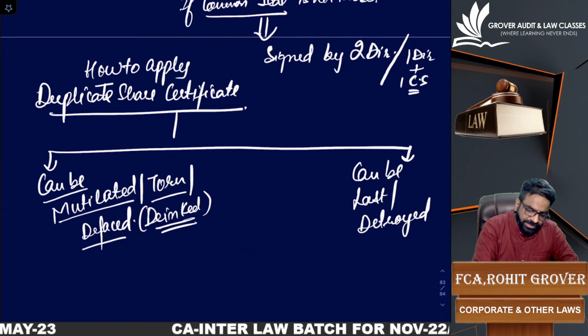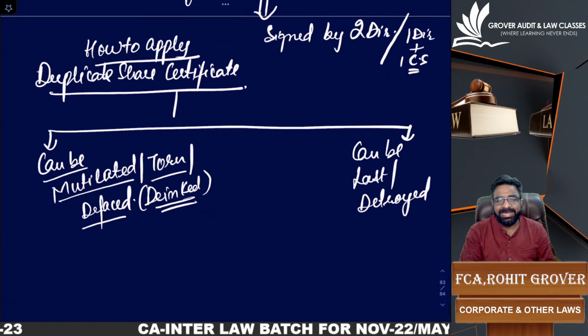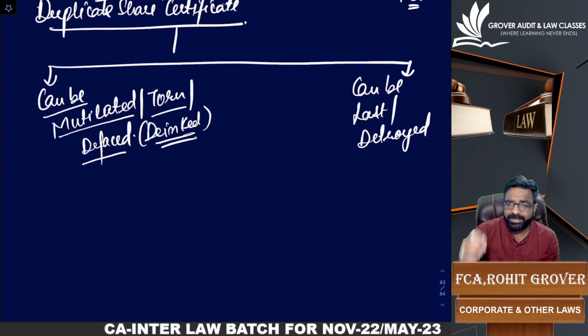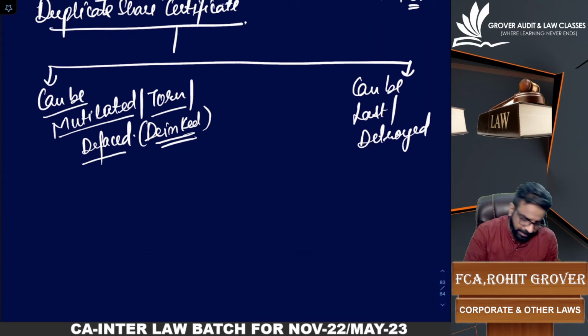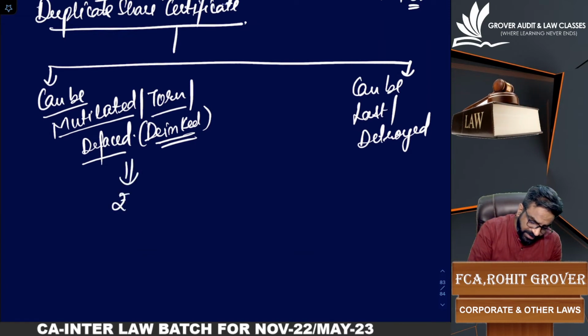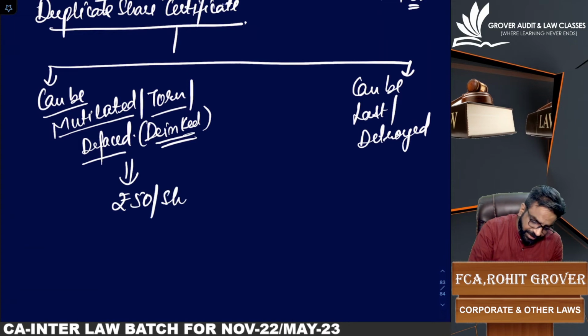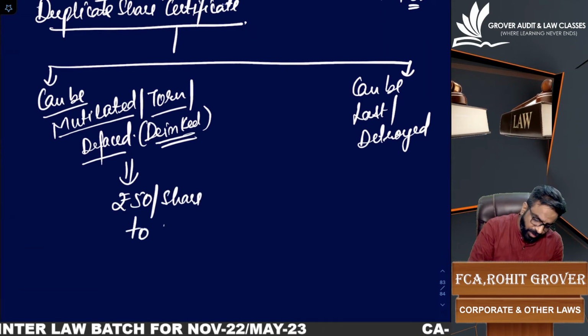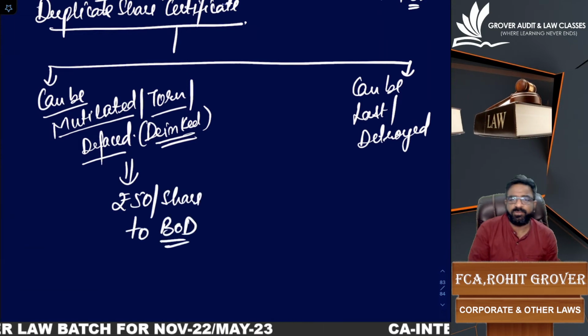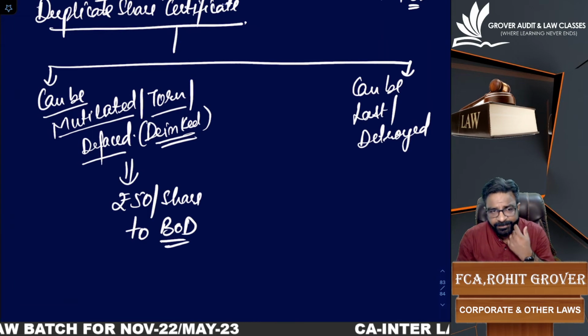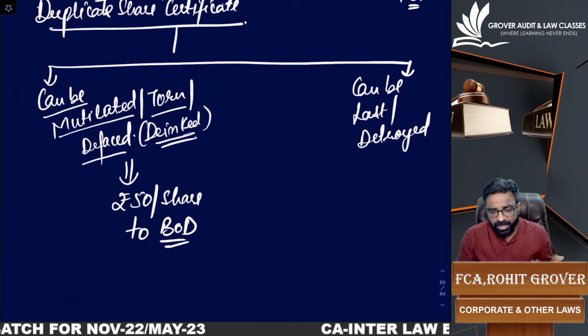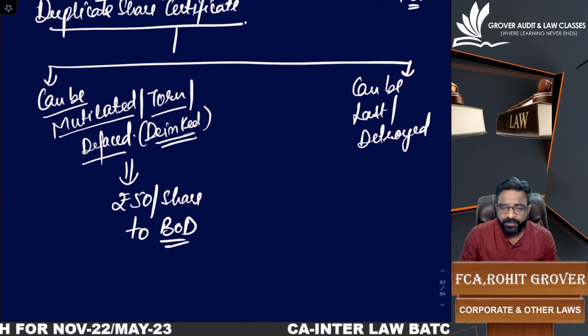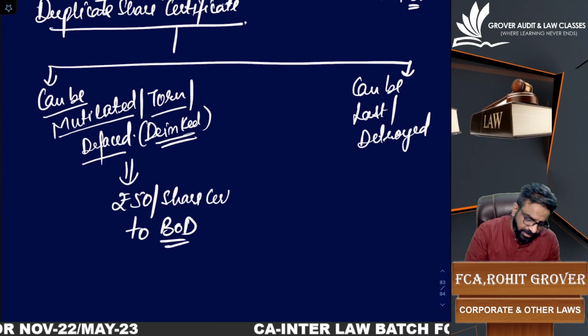Duplicate share certificate. So remember, in case your share certificates are mutilated, torn, defaced or de-inked, you have to pay rupees 50 per share to the board of directors. To whom do you first have to apply? The board of directors. How much money do you have to pay? 50 rupees per share certificate.